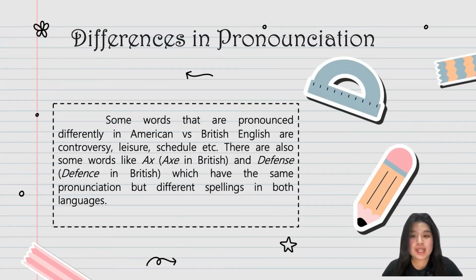Differences in pronunciation. Some words that are pronounced differently in American versus British English are controversy, leisure, schedule, etc. There are also some words like defence using S in British and defense using C in American, which have the same pronunciation but different spelling in both languages.